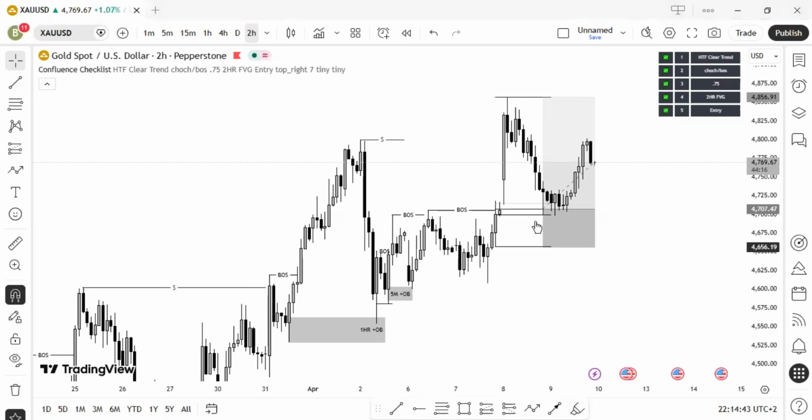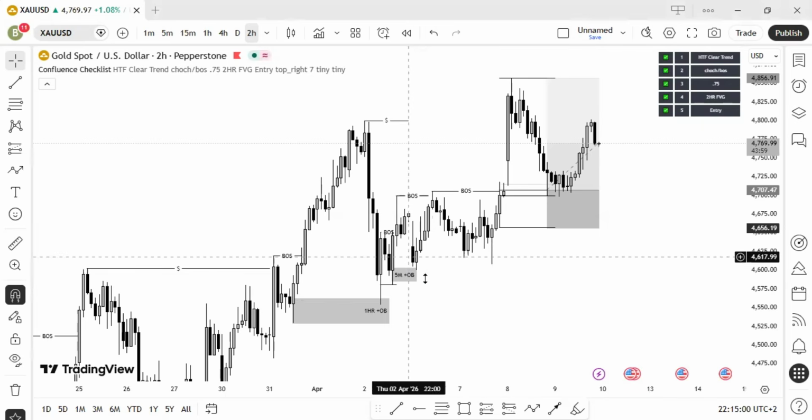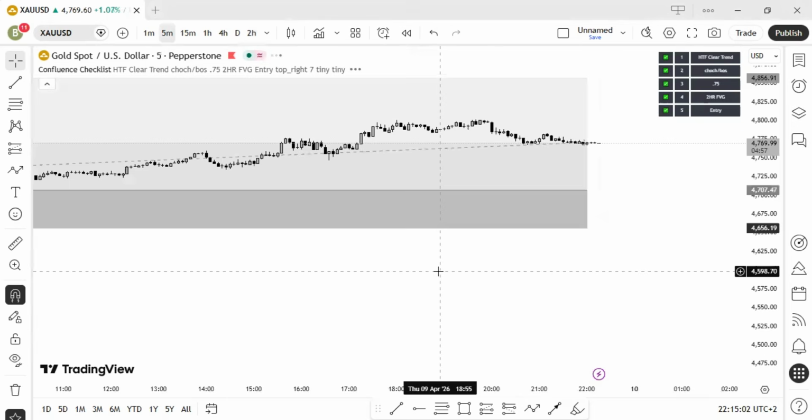Okay, so as promised, this is the video where we're gonna talk about the fib, and we're gonna focus mostly on how to get the entries after understanding the market structure. So looking at gold from the previous video, we're looking at this 5-minute order block here.